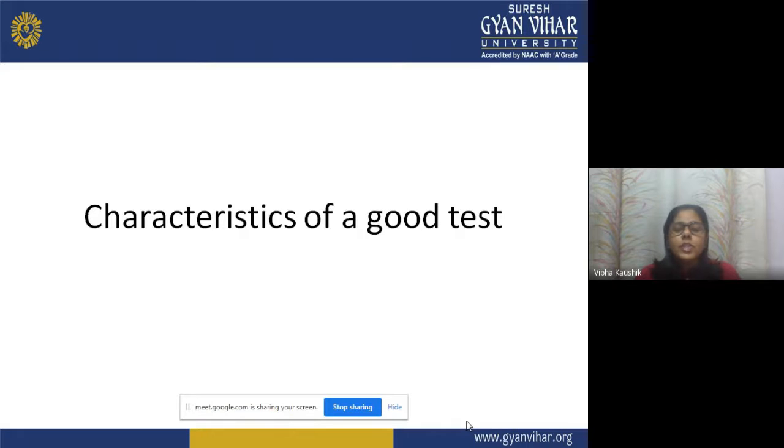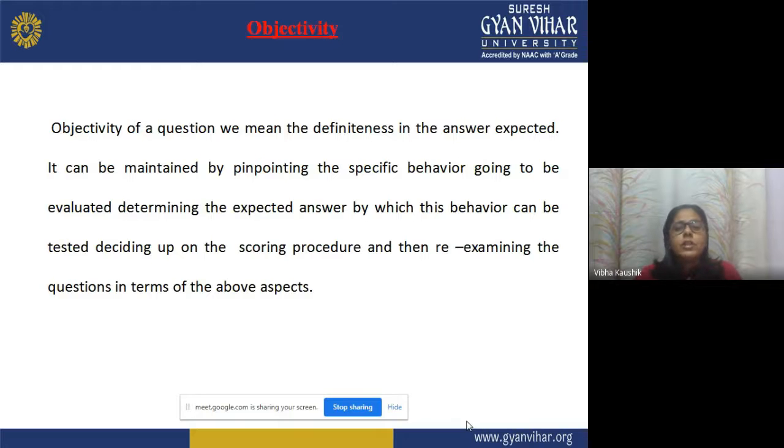Now, characteristics of a good test. The first one is objectivity. Means the test should be objective, it should not be subjective, there should not be biasness. Objectivity of a question, we mean the definiteness in the answers expected. Means there should be a fixed answer for every question. It can be maintained by pinpointing the specific behavior going to be evaluated, determining the expected answer.